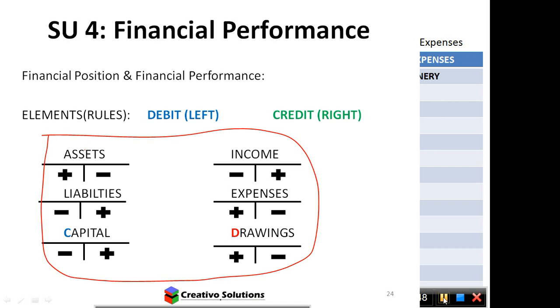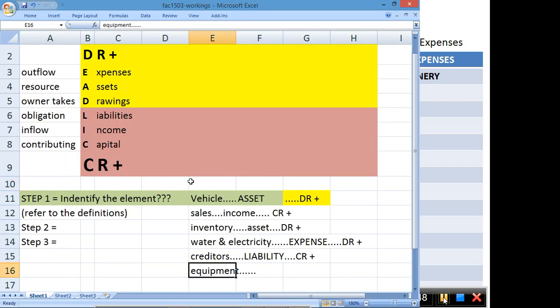Okay, what's the keyword for an asset? Resource. Okay, so is the equipment a resource? Yes. Can you use it? Can you do something with it? Is it yours? Yes. Does the equipment give rise to any future benefits? Yes. It can be used for something. So is equipment an asset? Yes. Now tell me what the rule is for an asset. Where is the plus? Debit side, plus. Okay. See, that's what you've got to be doing with all those different accounts.